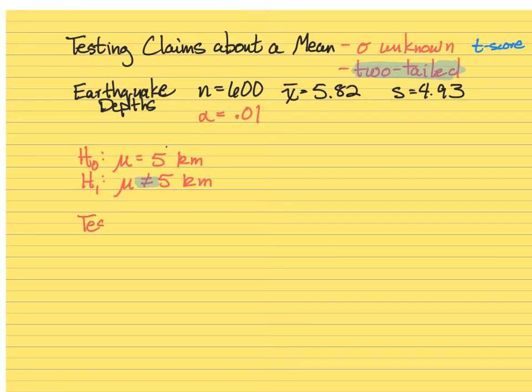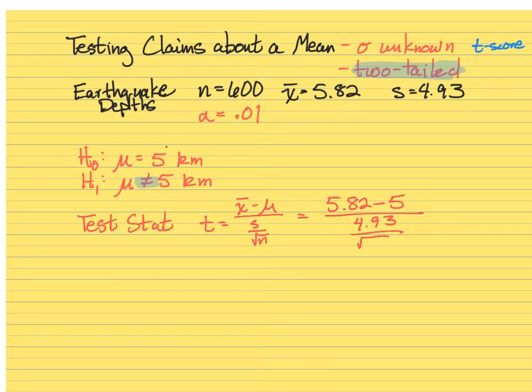So the first thing we do is we find our test statistic, which is the t-score. And here's our formula, same as always. In our case, it's going to be the sample mean that we got minus the claimed mean over the sample standard deviation divided by the square root of 600, the sample size. And when we plug that into our calculator, that is the t-score that we get.